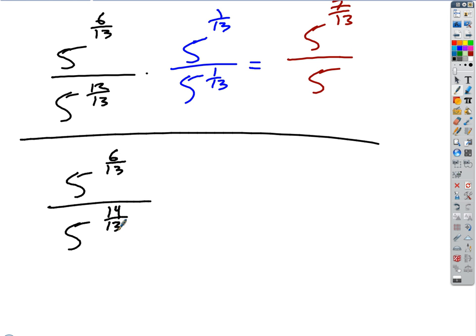Okay, so what about this? There's a bunch of ways we could resolve this. First of all, we could do what we did the first time, right? That was kind of inefficient. We could just subtract the 6/13 from the 14/13 on the bottom, right? But we don't want to do that. So how could we multiply by 5 to some exponent so that on the bottom we're going to get 13/13? Yeah. Was this our answer?